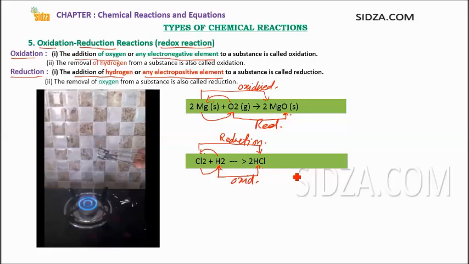So I can summarize here the oxidation and reduction, right? What is the oxidation? Okay, so I'm going to make a small table here for the oxidation and reduction.